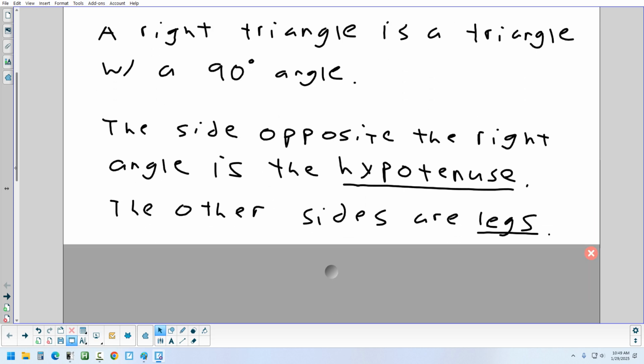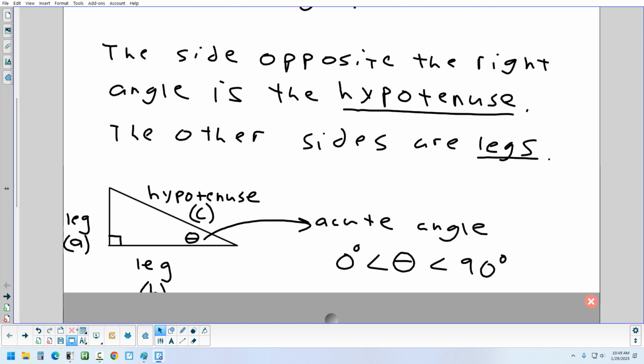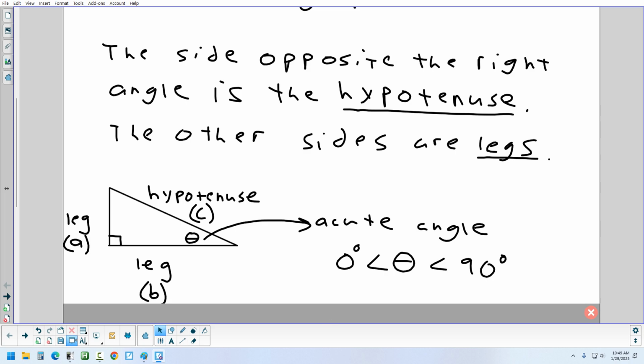You don't have to use these letters, but does anybody know the letters that we normally use when we're labeling the sides of a triangle and we don't know the sides? What do we use for the legs? A, B. A and B. Yep. And for the hypotenuse? C. That's just the convention we use because there's a theorem that a lot of people remember, and it uses those same letters.